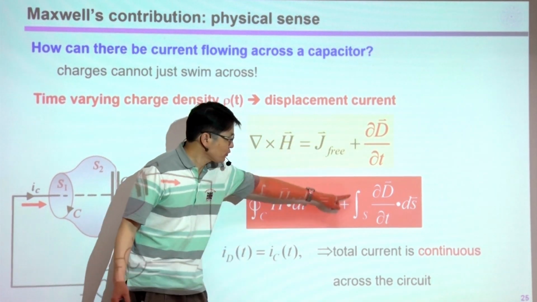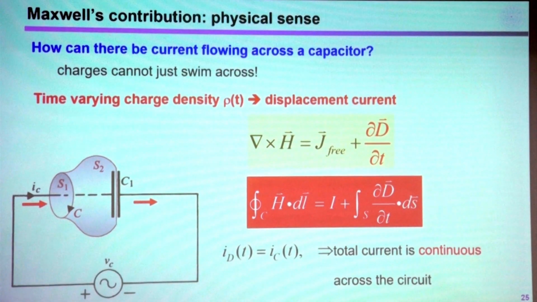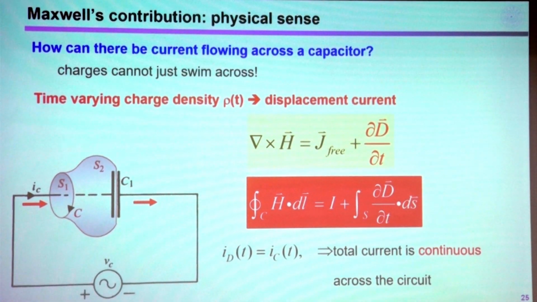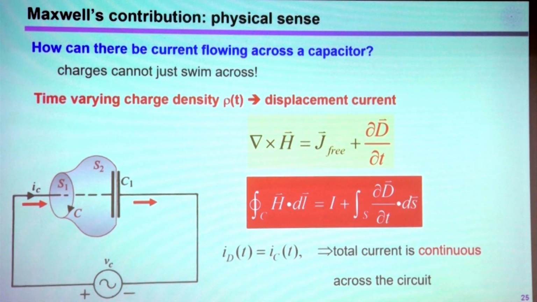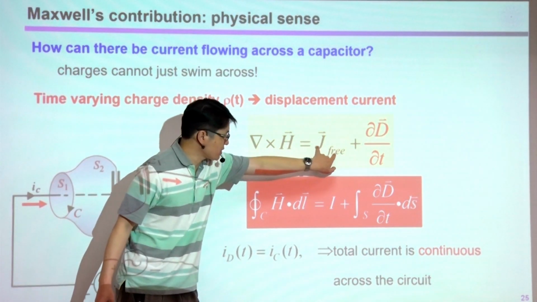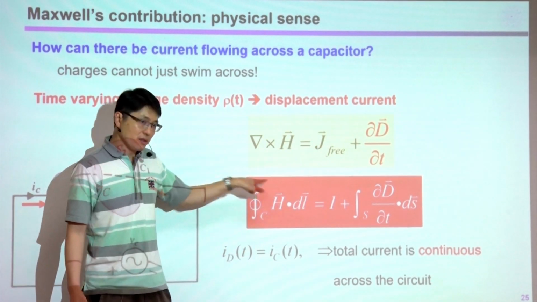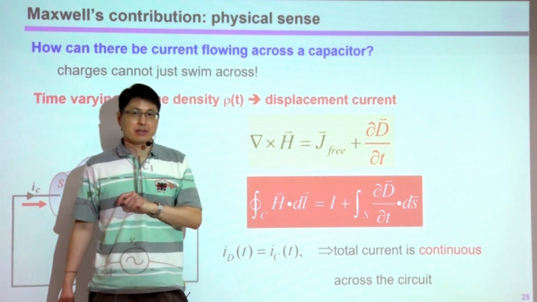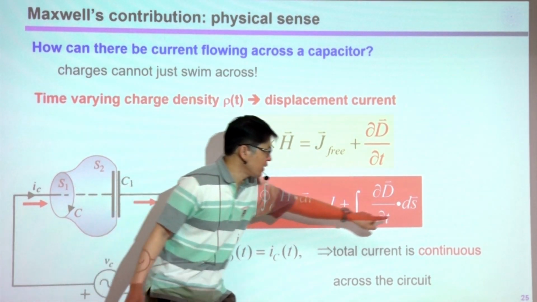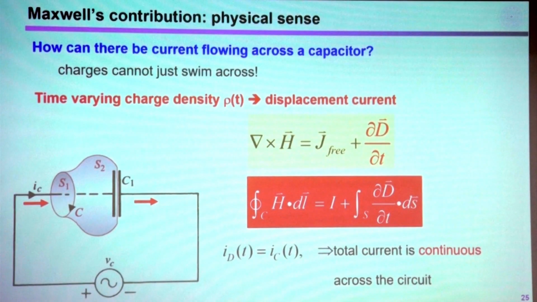Okay? You have to perform a surface integration to become current. Okay? So del D del T is only the displacement current density. Right? This is current density. This is also current density. But once you perform this closed loop integration, here you have the surface integration. So now you have the free current and you have the displacement current.